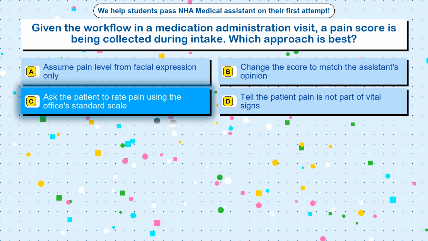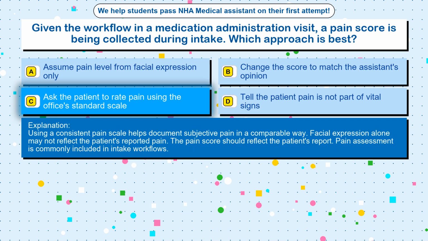The correct answer is option C, ask the patient to rate pain using the office's standard scale. Using a consistent pain scale helps document subjective pain in a comparable way. Facial expression alone may not reflect the patient's reported pain. The pain score should reflect the patient's report. Pain assessment is commonly included in intake workflows.